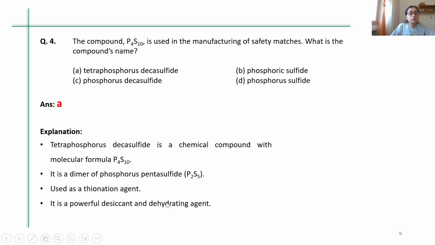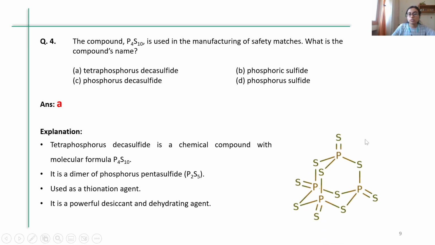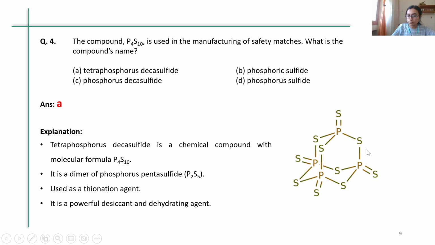How does it act as a dehydrating agent? It will capture moisture. Its structure looks like this, where you can see 4 phosphorus and 10 sulfur. Among the 10 sulfur, 4 sulfur are double bonded and terminal, and the other 6 sulfur form sulfur bridges, and this will have this kind of cage-like structure. Like this is one cyclohexane-like cage, this is another cage, and this is another. So we can say this structure is a tri-cage compound. And it acts as a powerful dehydrating agent because it can capture moisture.